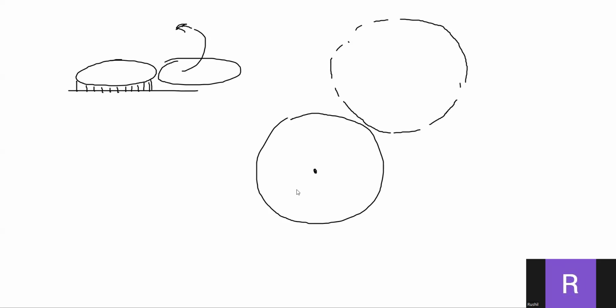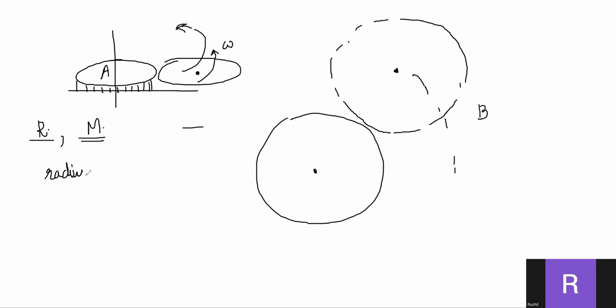The question has said both of them are thin uniform disks of radius r. Both of them have radius r. Mass m is the mass of the second disk. Center of mass of B, which is this, has fixed angular speed about the vertical axis passing through the center of A. So it is going in a circle of radius 2r.